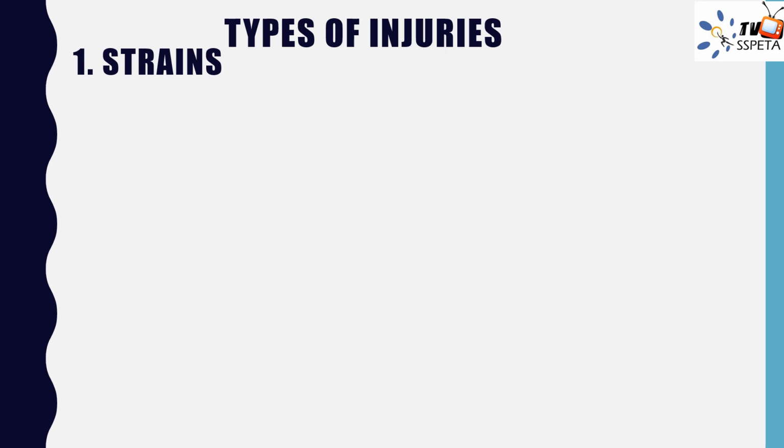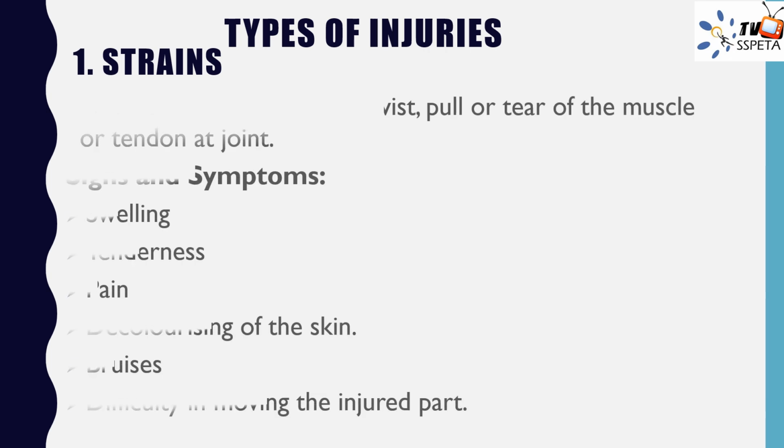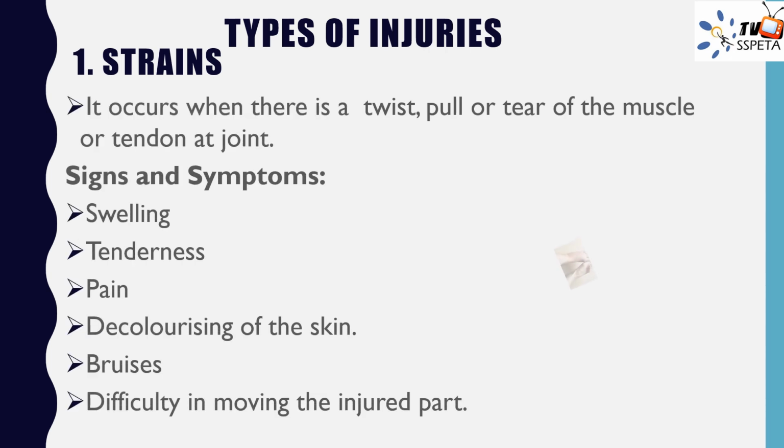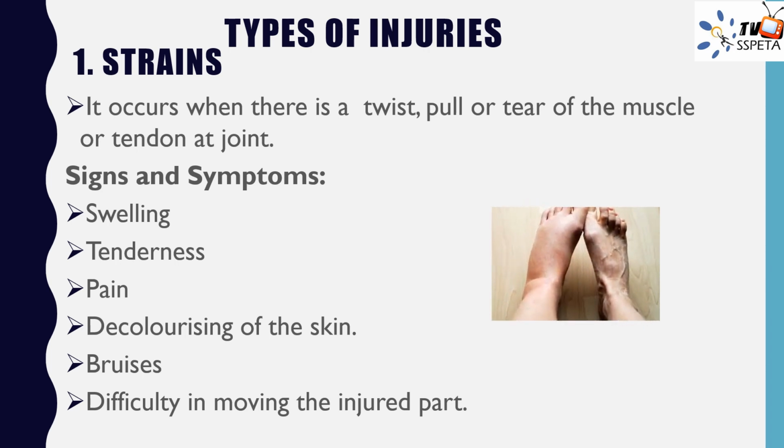Types of injuries. 1. Strains. It occurs when there is a twist, pull or tear of the muscle or tendon at a joint. Its signs and symptoms can be swelling, tenderness, pain, discoloring of the skin, bruises, difficulty in moving the injured part.